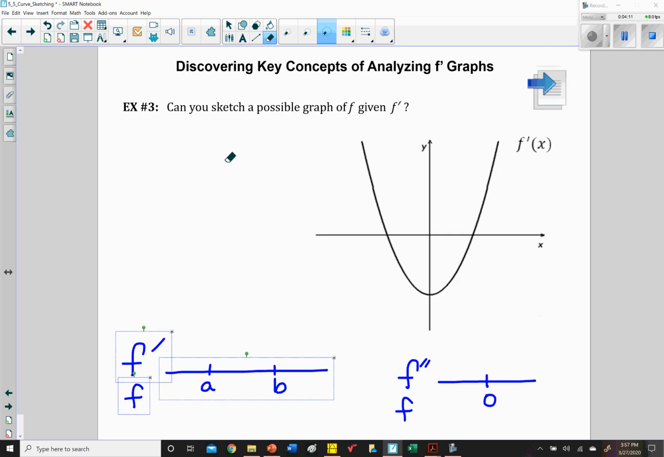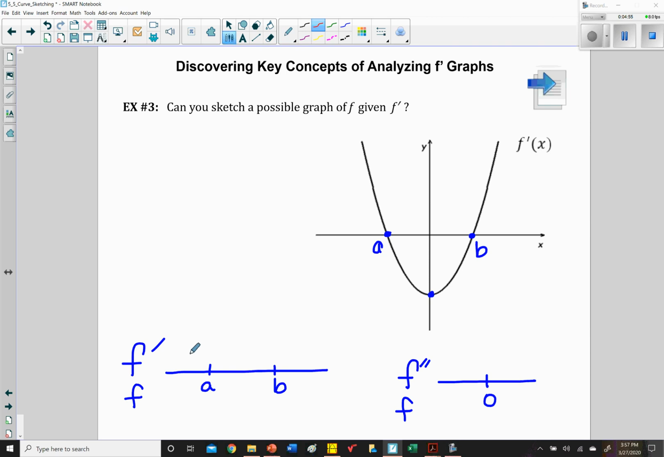Okay, here's some key concepts. Can you sketch a possible graph of a function given the derivative? So we're looking at a derivative, and I'm going to call these zeros A and B, and I'm going to call that low point, that minimum, C, which is happening at 0. Actually, we don't really need to call it C, but we'll make a note that it's a minimum. And then reading the graph based on that table we just looked at, the derivative graph is positive here. It's above the x-axis.